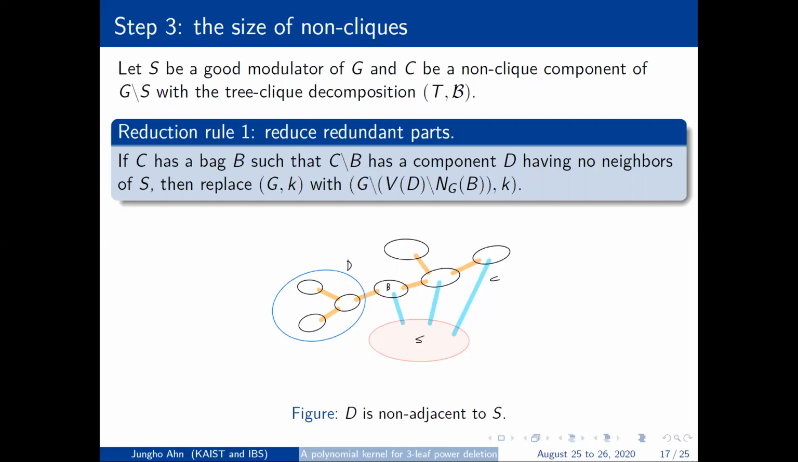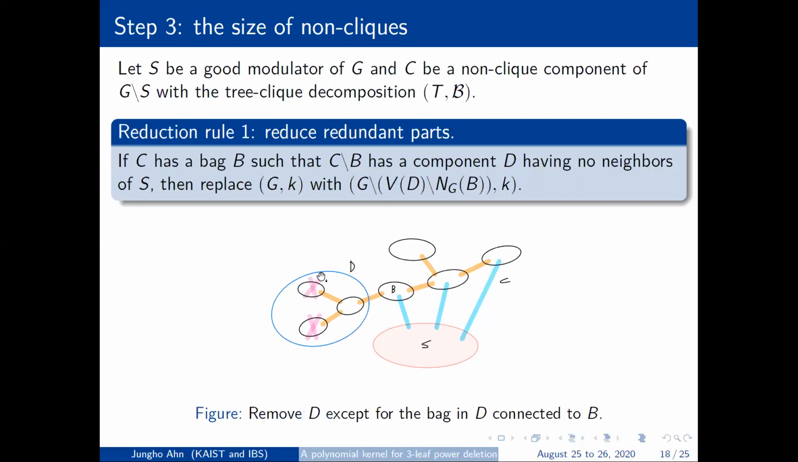To do this, we designed 3 main rules. The first one is used to reduce some redundant parts of T. Suppose that C has a bag B such that C delete B has a component D having no neighbors in S. Then we can remove most of D except for the one bag in D which is connected to B. So this rule helps us to reduce the number of leaves of T.